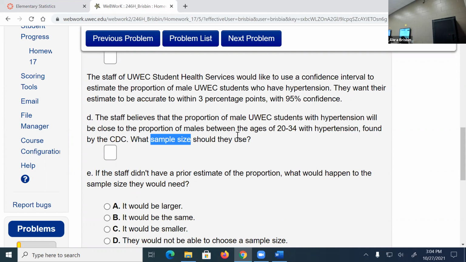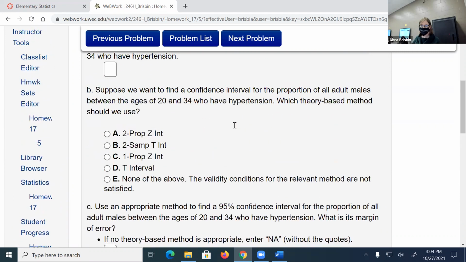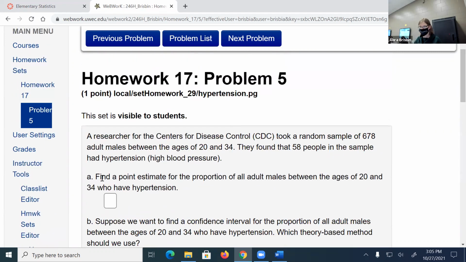The staff believes that the proportion of male UWEC students with hypertension will be close to the proportion of males between the ages of 20 to 34 with hypertension found by the CDC. So that's telling us our value of P hat that we want to use is going to be the value from part A, our point estimate. So 58 divided by 678.